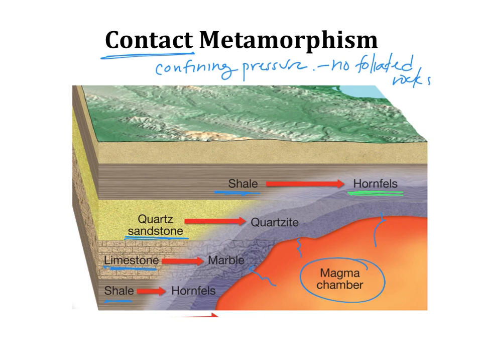The quartz sandstone is also getting heated up. So in this area, that quartz sandstone is going to become a quartzite. As the limestone heats up in this area, it's going to become a marble, and then another layer of shale giving us the hornfels again.